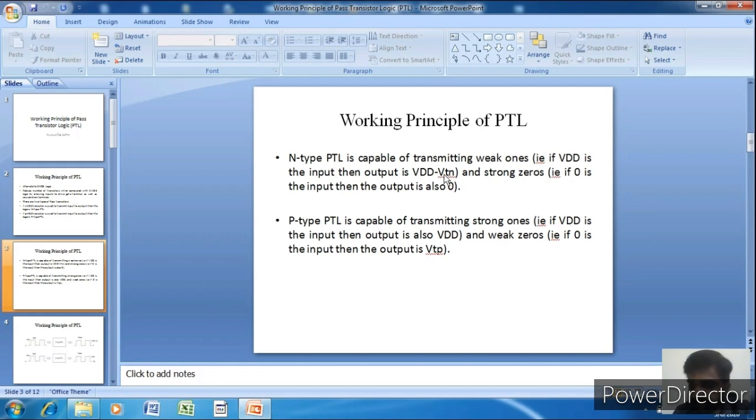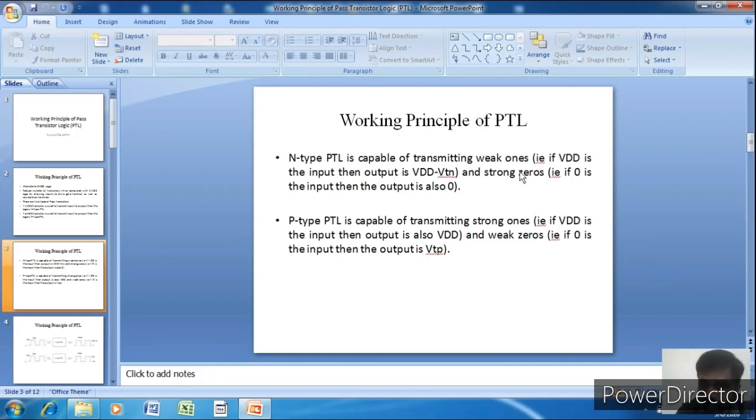We all know VT is the threshold voltage of the MOSFET. Threshold voltage means it is the minimum voltage required to turn on the MOSFET. So here the output will be VDD minus VTN, and as a result this N-type pass transistor logic is capable of transmitting weak 1 only. That is, our strong 1 is VDD, and we are trying to transmit it, but we will get only VDD minus VTN. So we can say it is a weak 1.